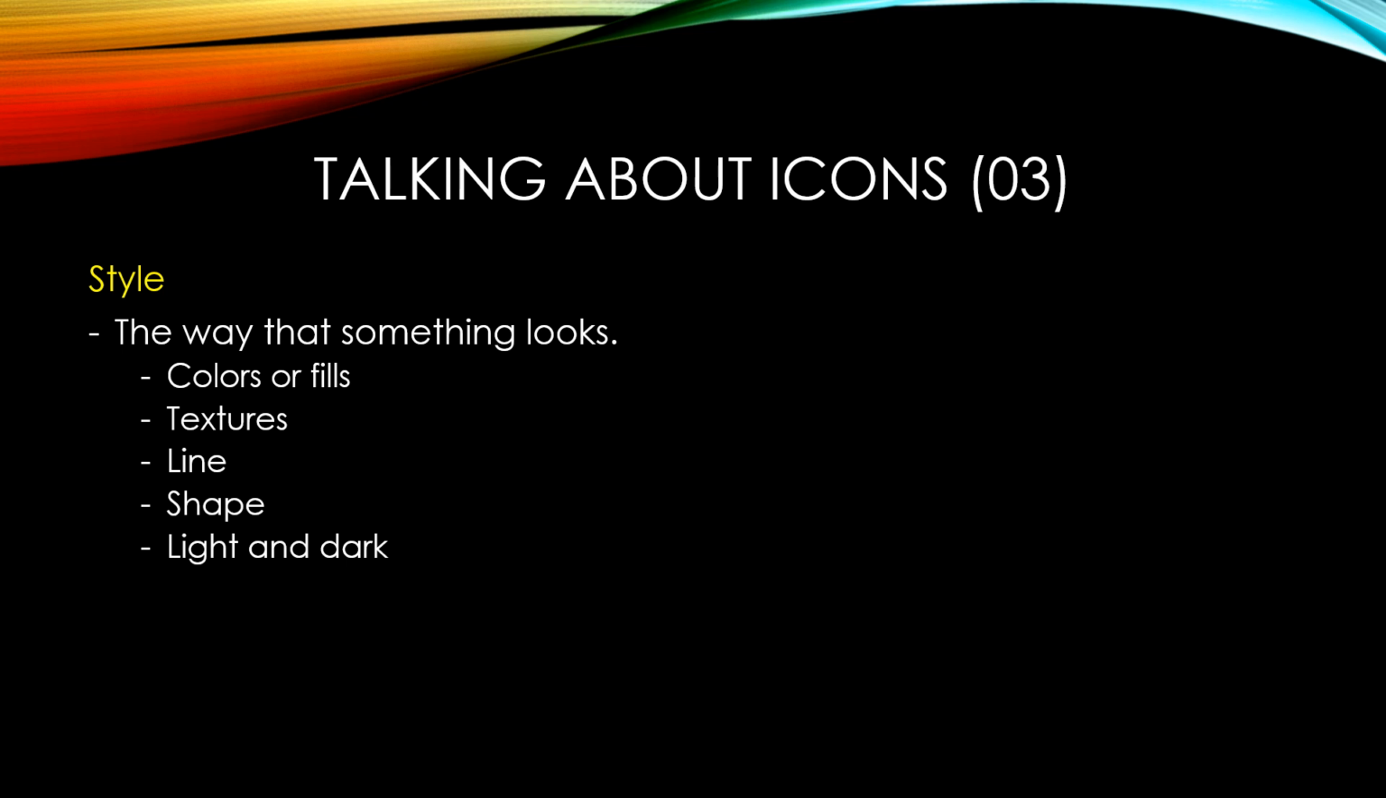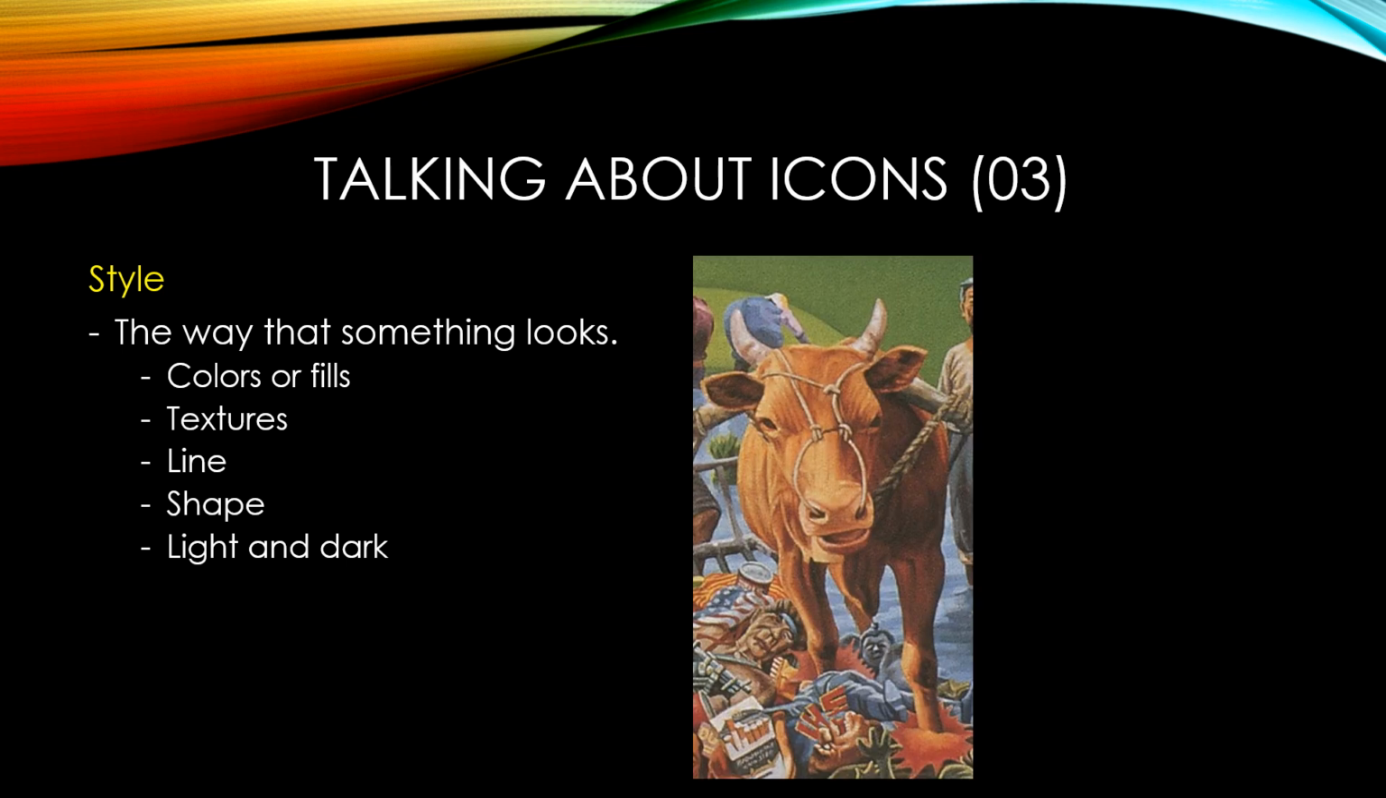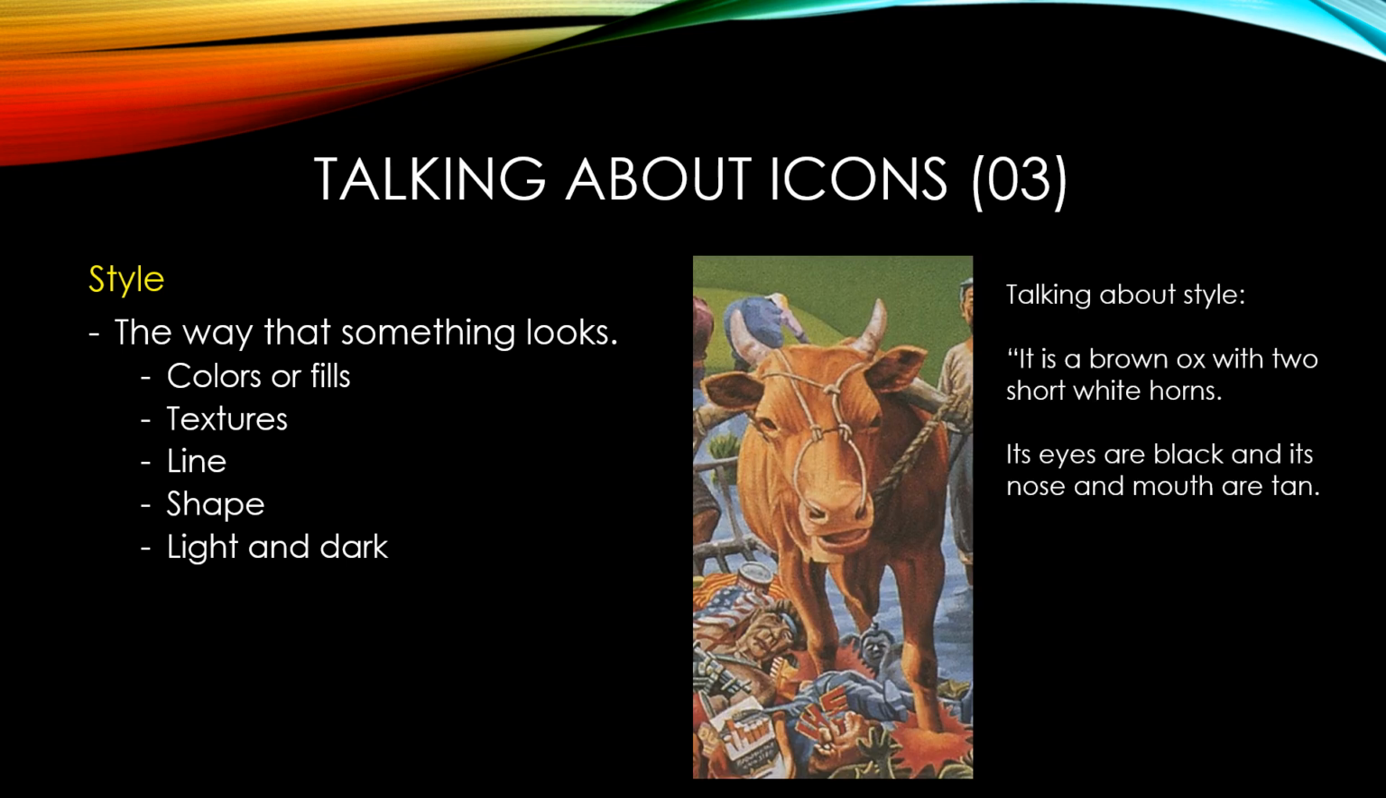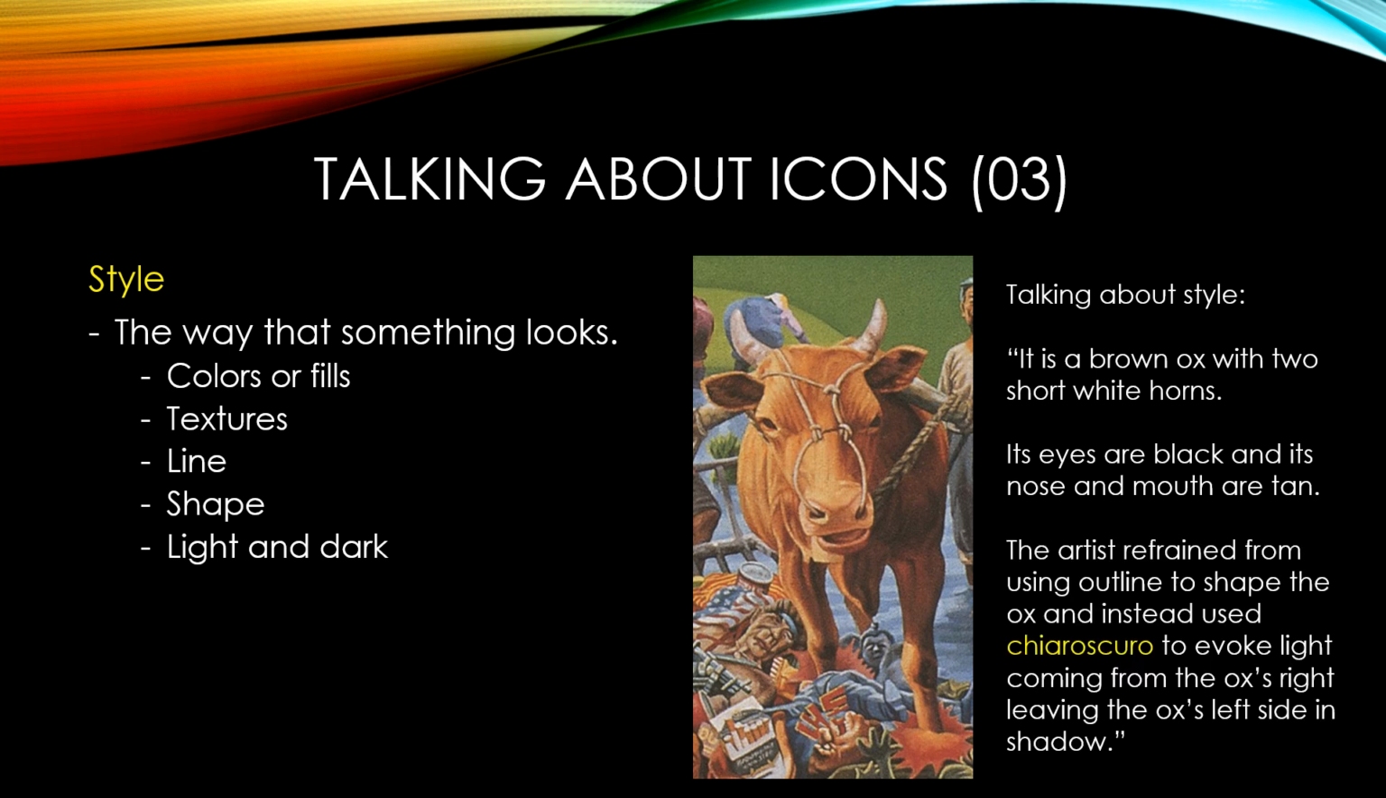I can enhance my description of the ox in rice planting even further by including that it is a brown ox with two short white horns. Its eyes are black and its nose and mouth are tan. I could also say something like, the artist refrained from using outline to shape the ox and instead used chiaroscuro to evoke light coming from the ox's right, leaving the ox's left in shadow.